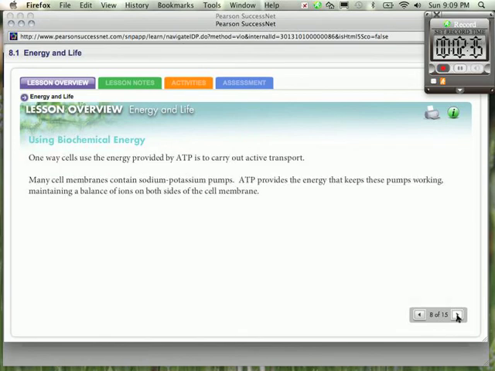Using biochemical energy. One way cells use the energy provided by ATP is to carry out active transport. Many cell membranes contain sodium-potassium pumps. ATP provides the energy that keeps these pumps working, maintaining a balance of ions on both sides of the cell membrane.